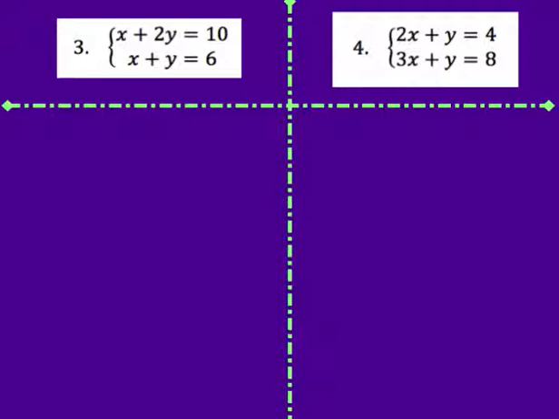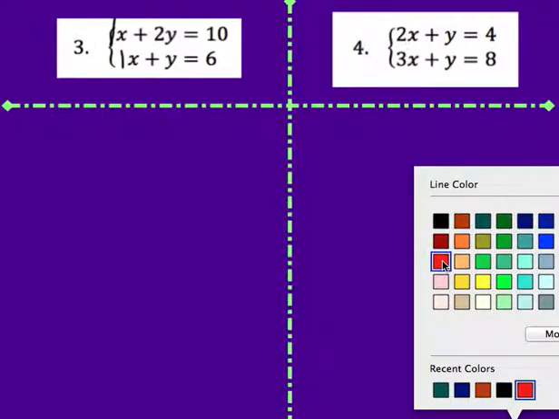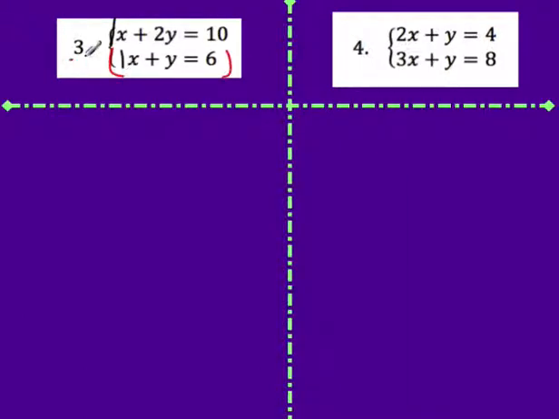The first thing I notice about number 3 is that my x's have the same coefficient. I am halfway to what I need. Remember, I need same coefficient, opposite signs. What I don't have is an opposite sign. So that's when I ask myself, what do I need to have an opposite sign? Well, I need one of them to be negative. To make it negative, I'm going to take this second equation and multiply it by -1. So I'm going to change everything in that problem to be negative.